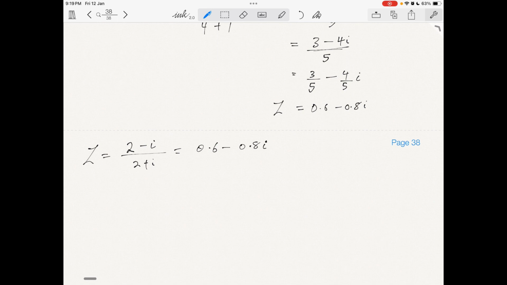Now after this is done, we need to convert 0.6 minus 0.8i to polar form. Okay, and we did a lot of examples in part 5 of this complex number course.